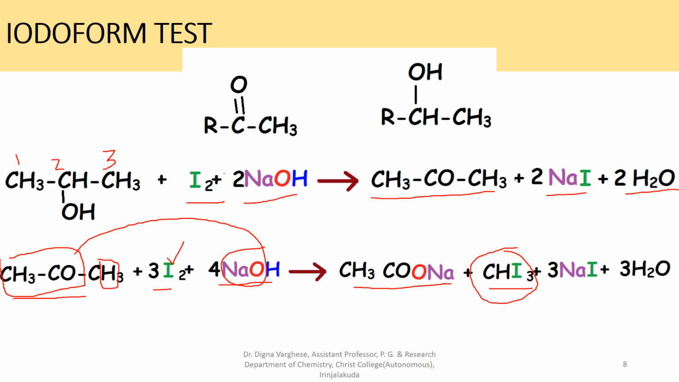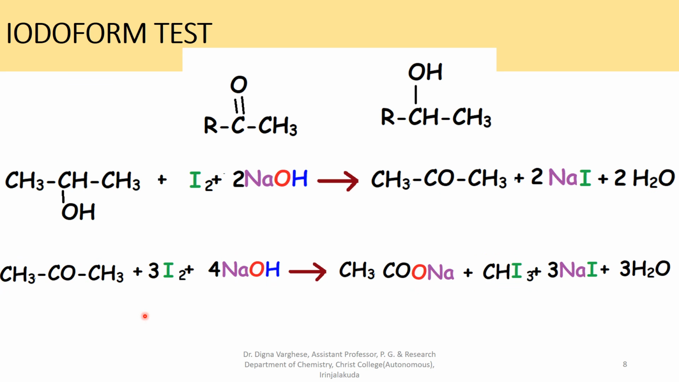The iodoform test is a test used to identify whether the compound is a secondary alcohol or a compound containing a methyl keto group. If this type of compound reacts with iodine and alkali, it will form a yellow precipitate of iodoform having a characteristic odor.